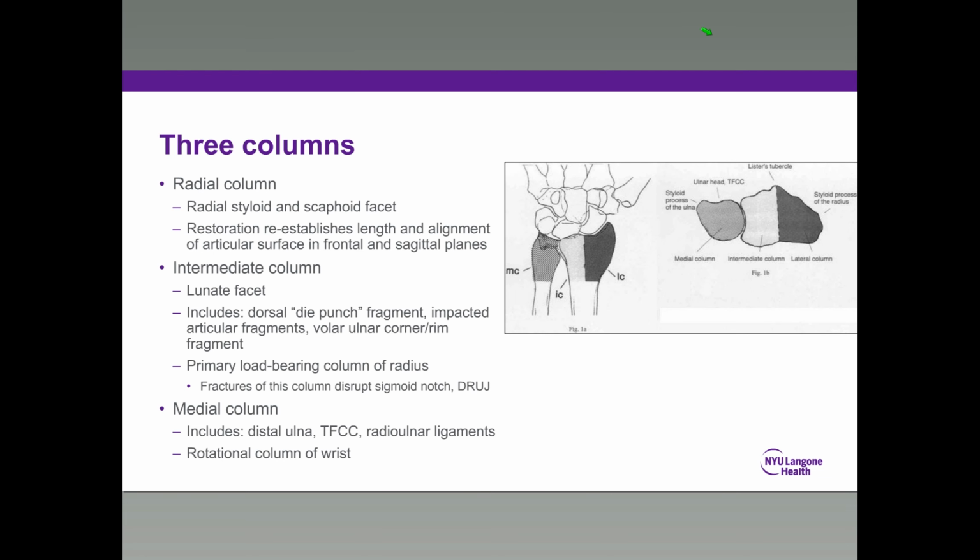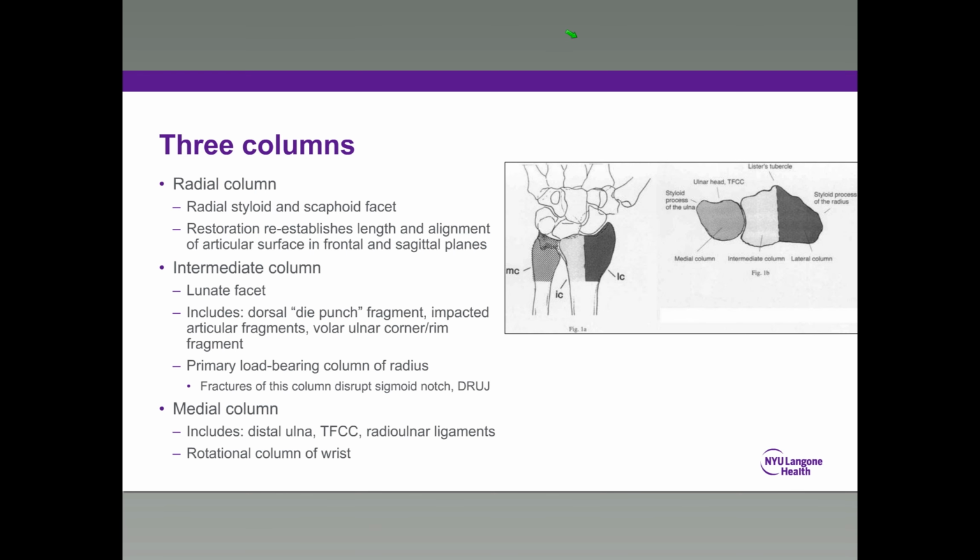You also need to understand the three-column concept that was brought up a little bit initially. Not to go over this too much, but the radial column gives you the length and alignment of your articular surface. The intermediate column includes that die punch fragment that was mentioned earlier, the intra-articular one. This is the primary load-bearing column, so this is the thing you really need to be cautious about restoring and making sure that it's okay. It's also the column that includes the sigmoid notch and the DRUJ, so if there's an issue with this column, that's a huge problem.